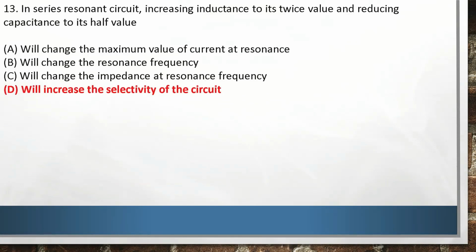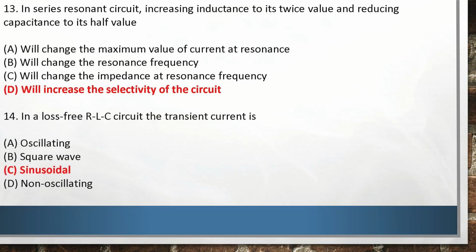13th, in series resonant circuits, increasing inductance to its twice value and reducing capacitance to its half value, the options are A will change the maximum value of current at resonance, B will change the resonance frequency, C will change the impedance at resonance frequency, D will increase the sensitivity of the circuit. And the answer is D, will increase the sensitivity of the circuit.